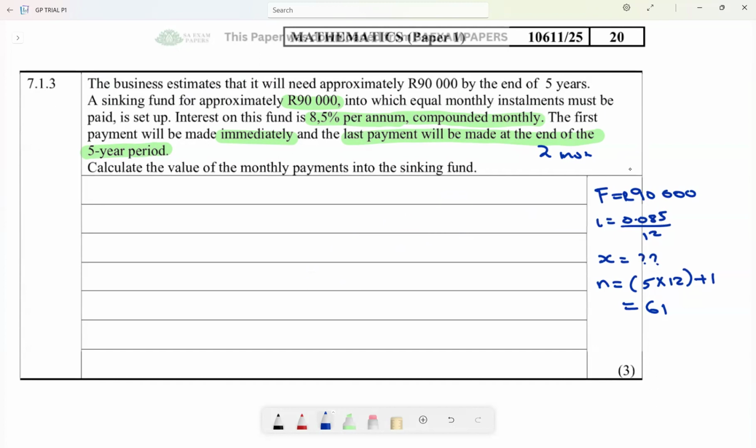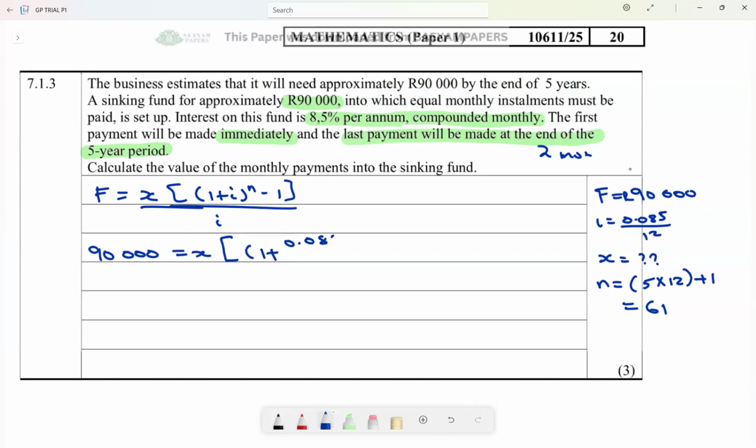So calculate this. We know this is future value because they're trying to save for how much? For this amount. So F is equal to X into 1 plus i to the power of N minus 1, all divided by i. My future value is 90,000. X is what I'm looking for. 1 plus my interest, which is 0.085 divided by 12. The number of payments is going to be 61. Very important: if it's not 61 and you use 60, then unfortunately it's going to be wrong. And then minus 1, all divided by 0.085 divided by 12.